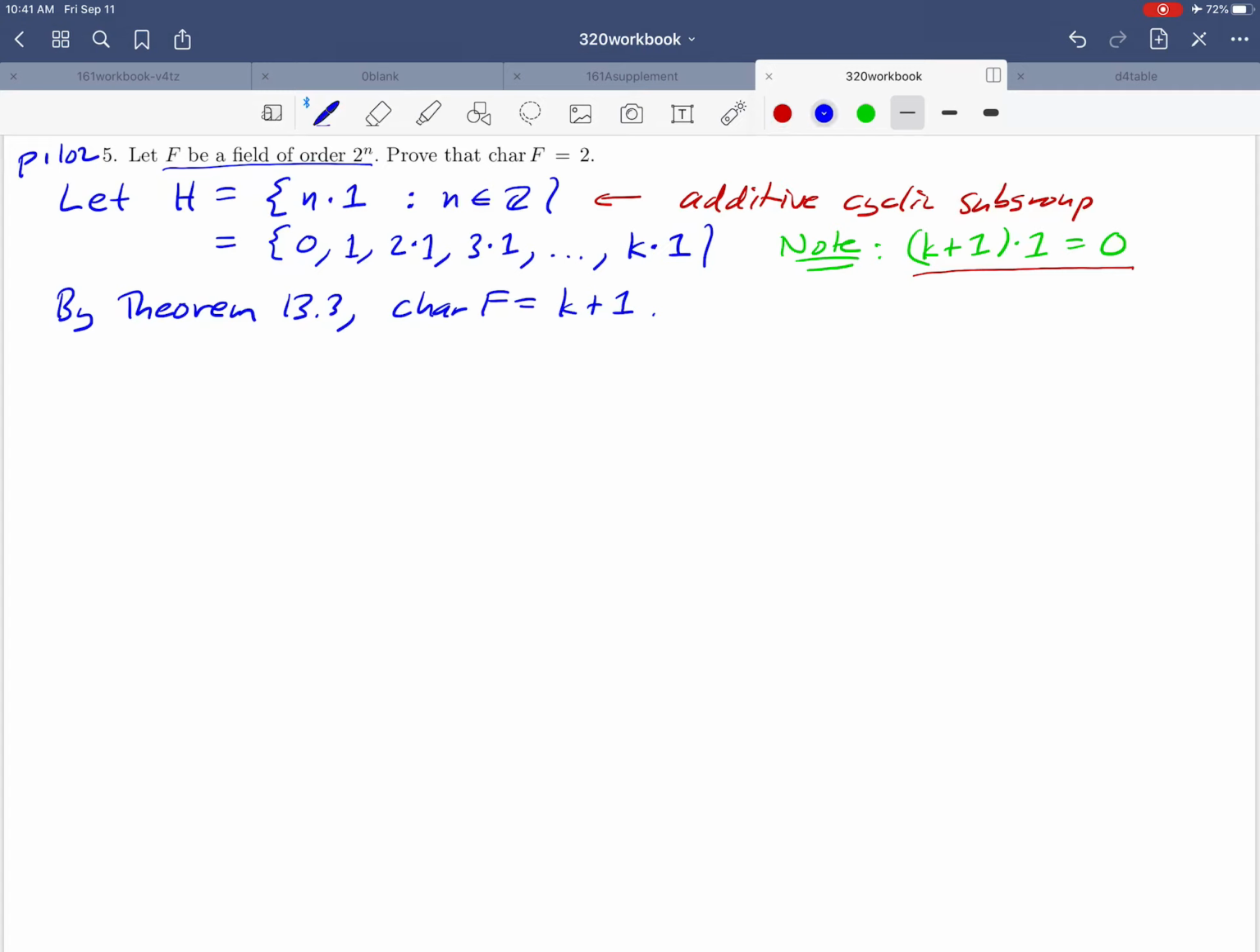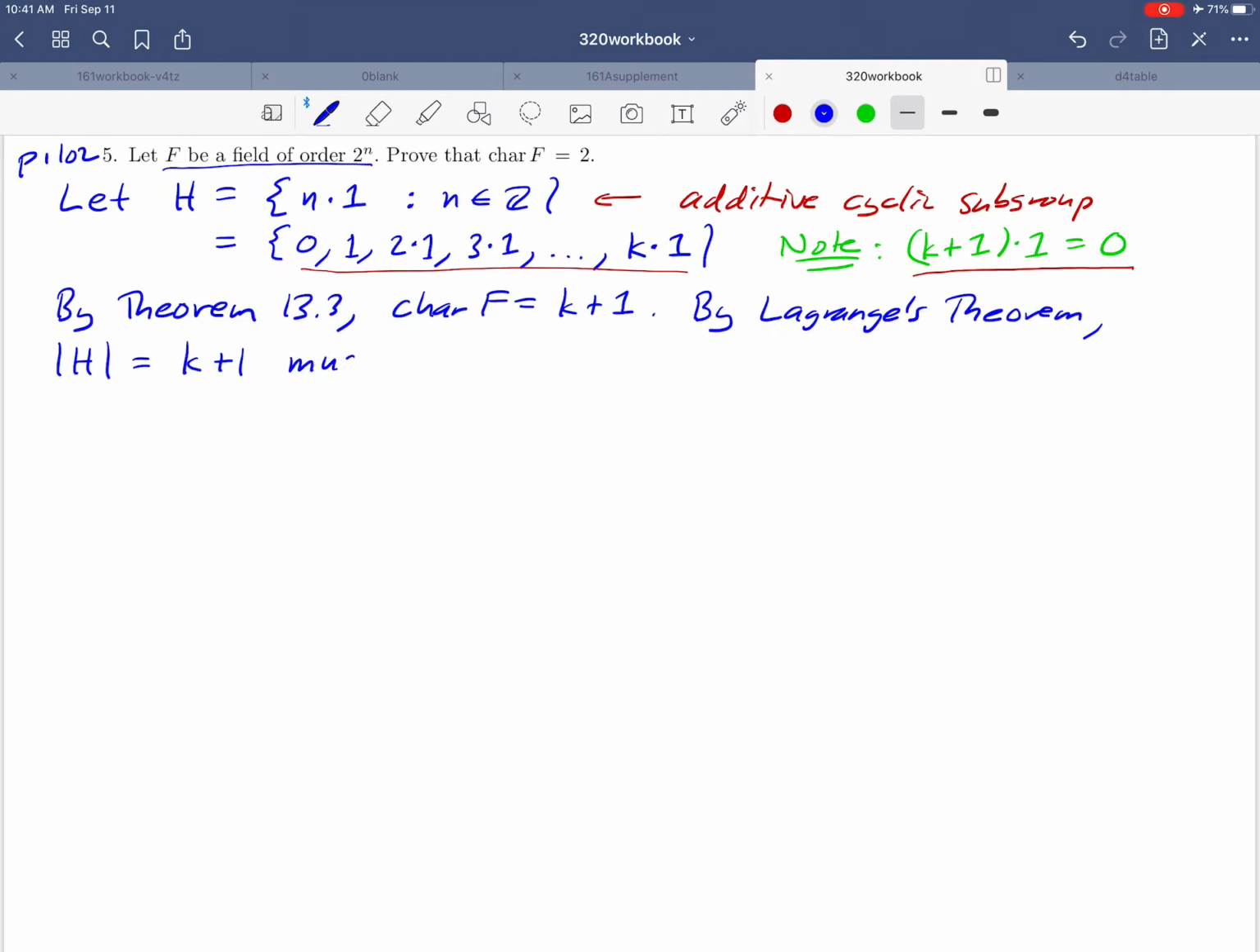We can make one other statement as a result of this. If we appeal to Lagrange's theorem, that theorem about subgroups, we know that the order of this additive subgroup H has to divide the order of our whole group. In other words, the order of H, which is actually k plus 1. If you were to go down this list and count these elements, you would notice that they're exactly k plus 1 things on that list.